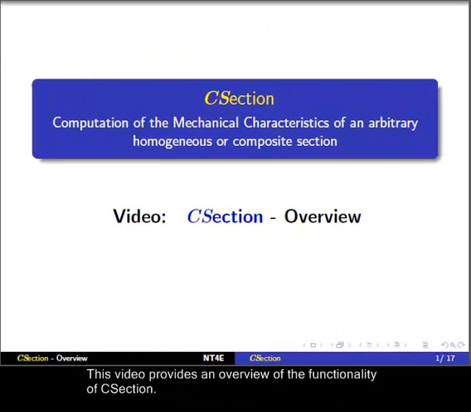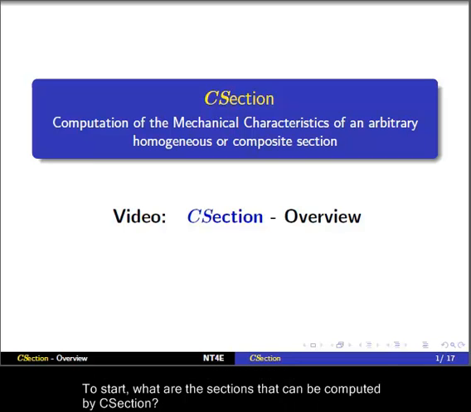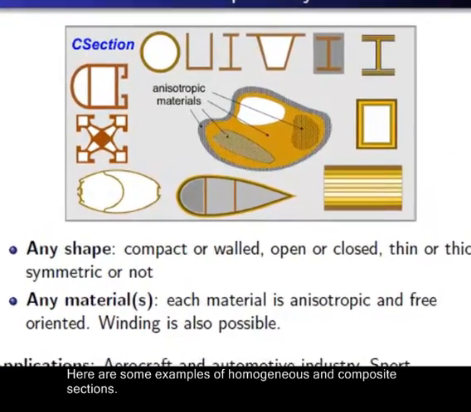This video provides an overview of the functionality of CSection. CSection is a numerical tool devoted to the computation of the mechanical characteristics of any homogeneous or composite section. To start, what are the sections that can be computed by CSection? Here are some examples of homogeneous and composite sections.